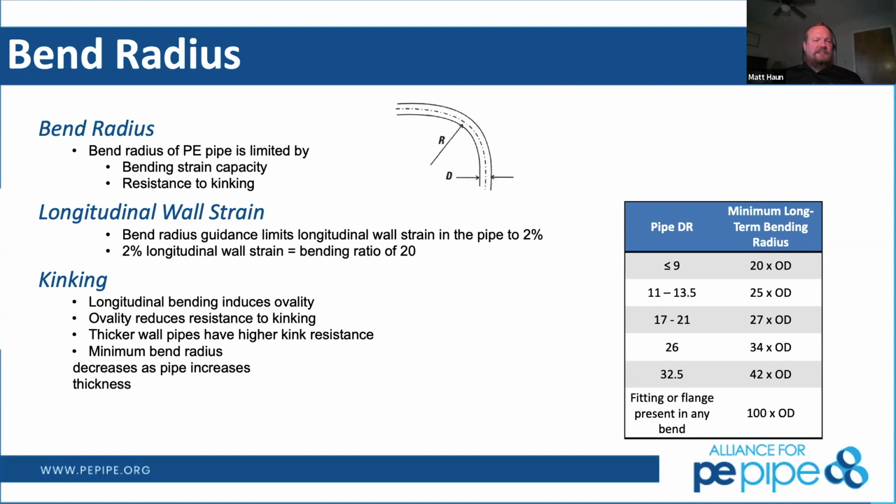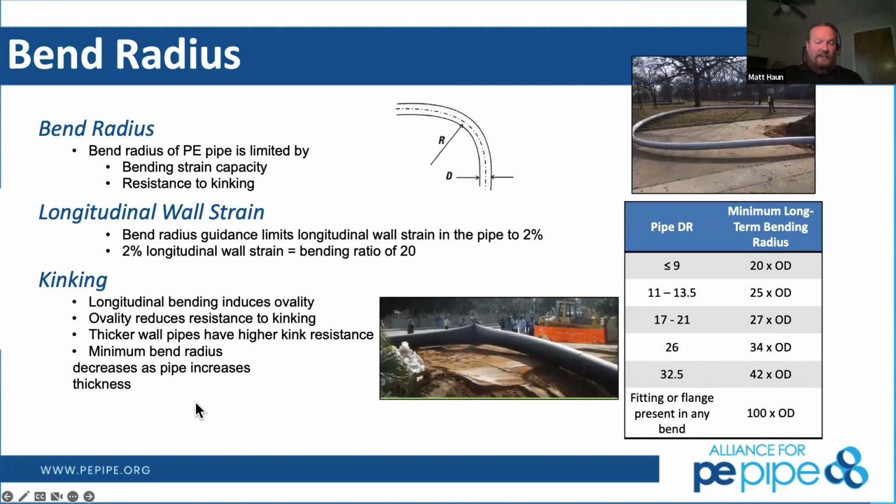And that brings us to this slide. The bending limit is going to be based on the wall strain that we would recommend you keep the pipe above. So this is in a final installation method. This is a long-term bending limit, but we limit it to a 2% longitudinal wall strain, which equates to the thickest wall pipe, a 20 times OD kind of ratio. For thinner walls, we have to take into account that the resistance to kinking is going to go down.